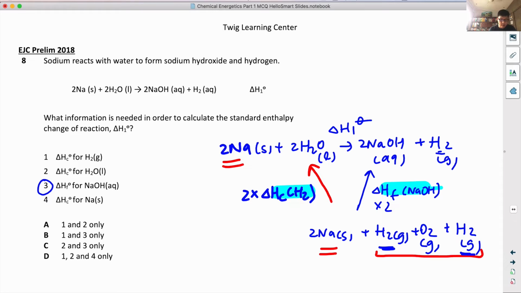So that means I need to use 1 and 3. So the answer will be B. There's no such thing as combustion of water. Water cannot burn, so please take note. Let's move on to question 9.